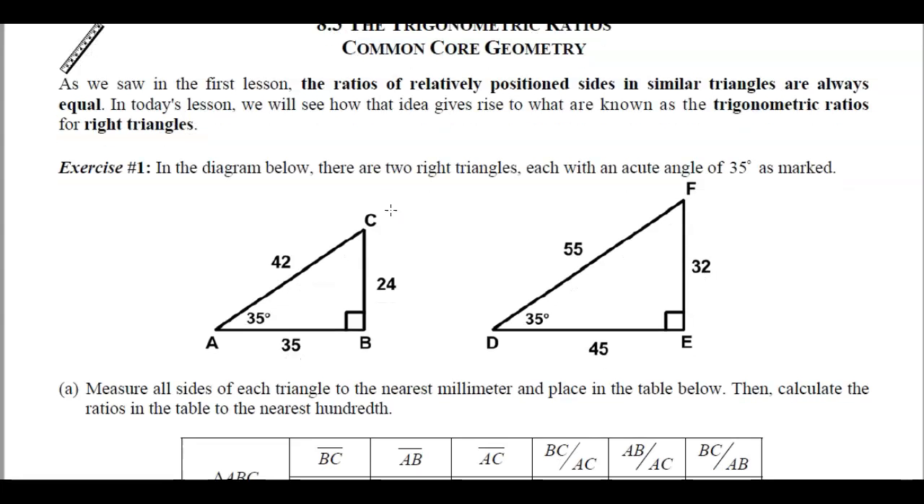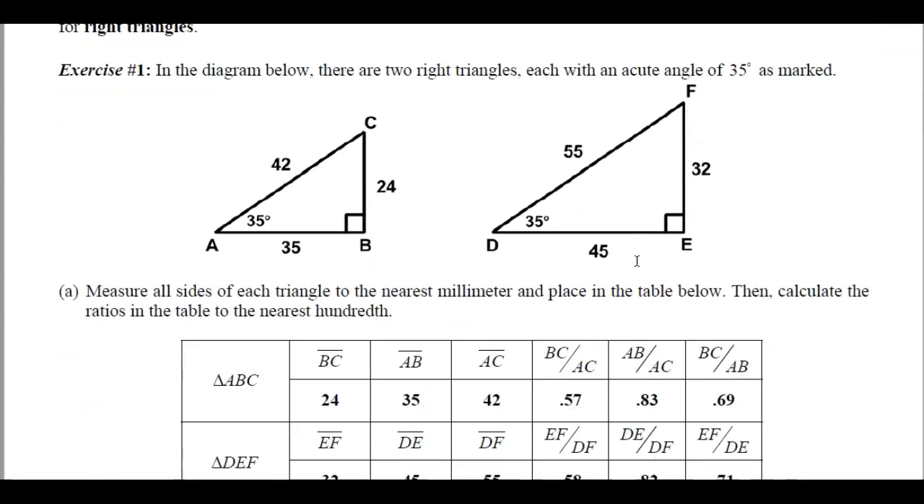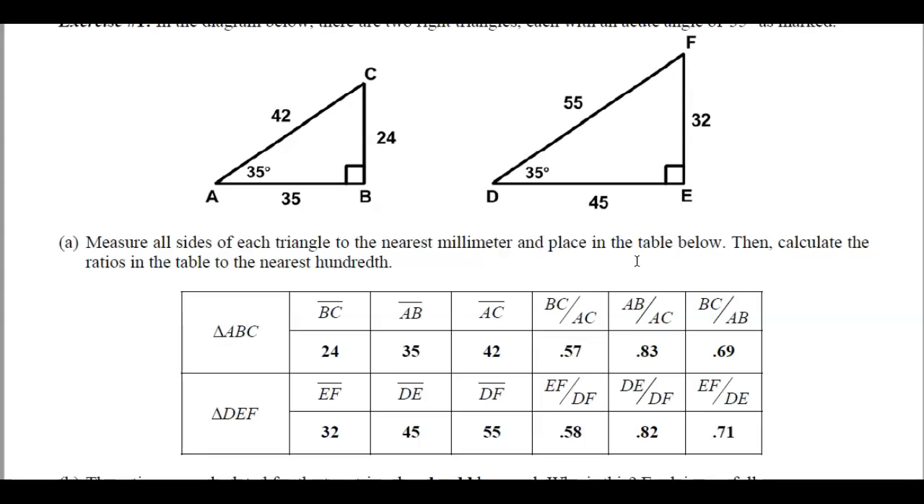So if we divide side BC by side AC, that's 24 over 42. Get a decimal, 2 decimal places. Do that for AB over AC as well, and do that for BC over AB. And then it's going to ask you to do exactly the same thing for triangle DEF. So just pause and do that for a minute and get those ratios written down. All right, to the nearest hundredth, what we have is as follows.